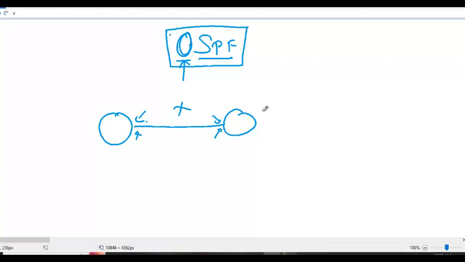So I can have a different timer here, like 10 and 40, and I can have here maybe 20 and 80. It's your wish, you can do that. But mostly people won't do it. They will leave it default. 10 and 40 is the timer. Hello timers.